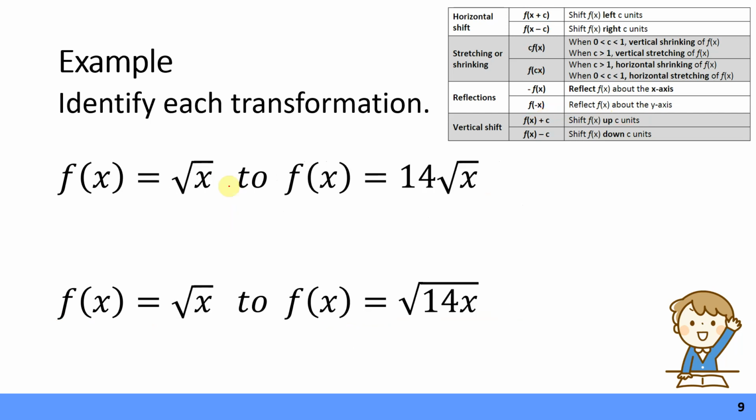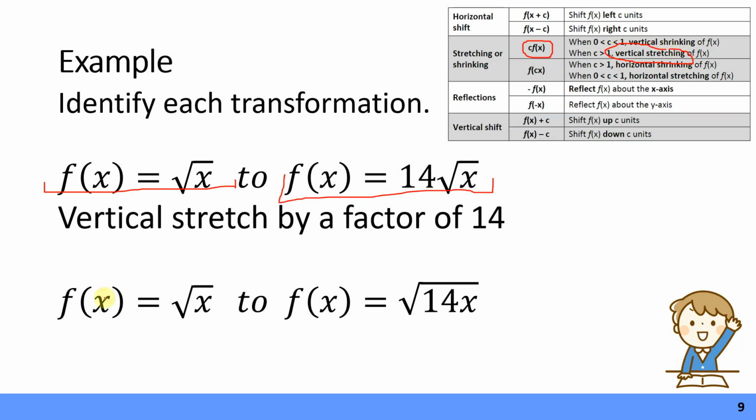Let's keep on going. Parent function is the square root of x. Now what happens if I add a 14 in the front of the square root? So again, you should know that it's this one, right? We have a 14 in the front of the equation. Now again, to know if it's a shrink or a stretch, you look at the 14. Is the 14 between 0 and 1, or is the 14 greater than 1? So since 14 is greater than 1, I have a vertical stretch. So I have a vertical stretch by a factor of 14.